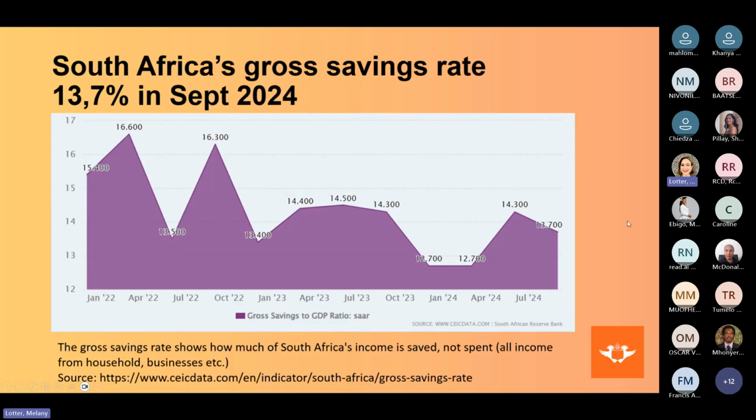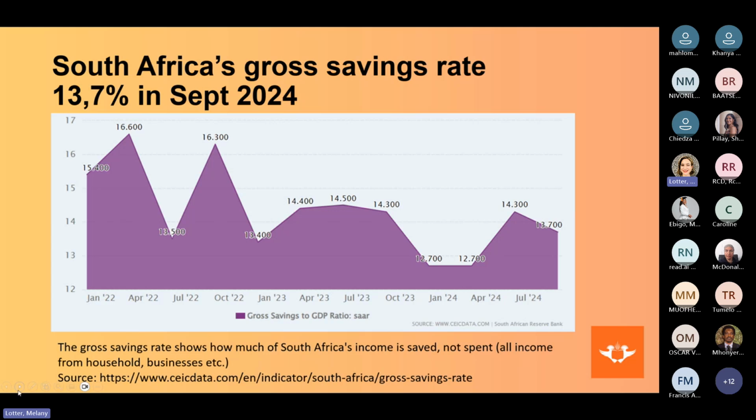Now, in South Africa, in September 2024, South Africans' gross savings rate was 13.7%, which is lower compared to other countries. But this takes into account all savings. It is the gross savings rate, so it includes households, companies, businesses, all of that.